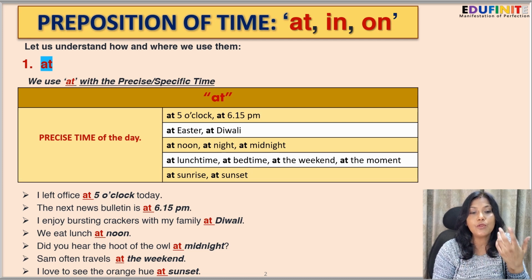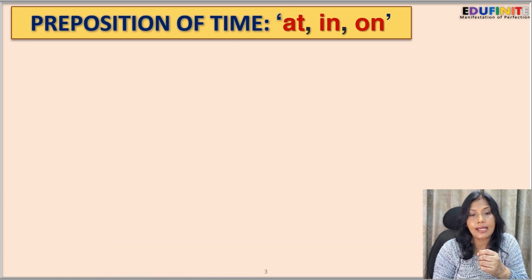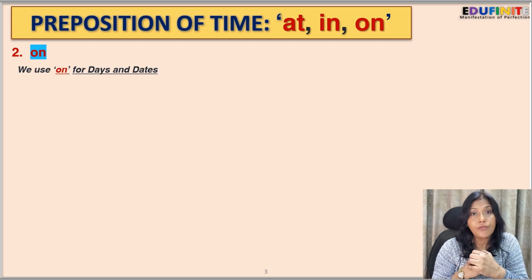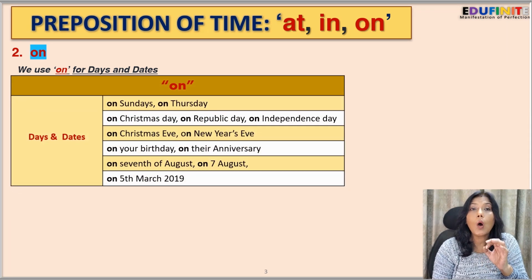Well, now let's move on to the next preposition of time, and that is on. We use on for days and dates. Let's see how. On Sundays. Here we are specifying the day. We are focusing on the day. So on Sundays or on Thursday, it can be with an S or without an S.